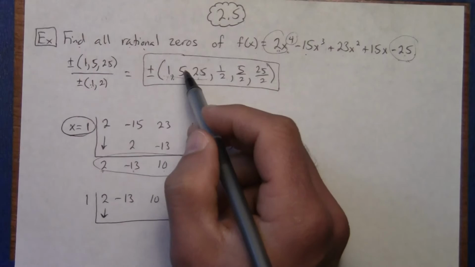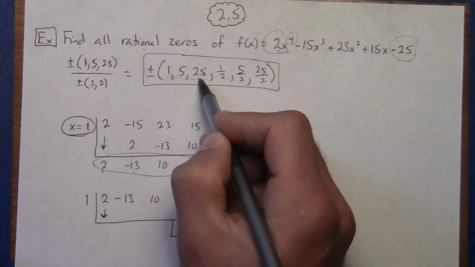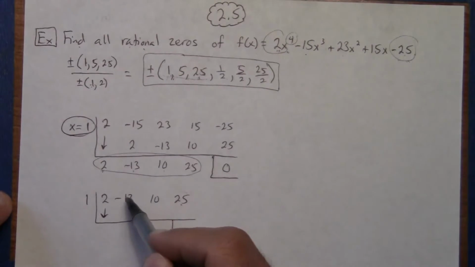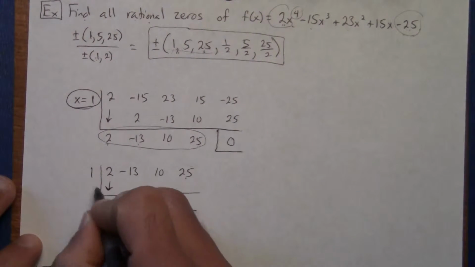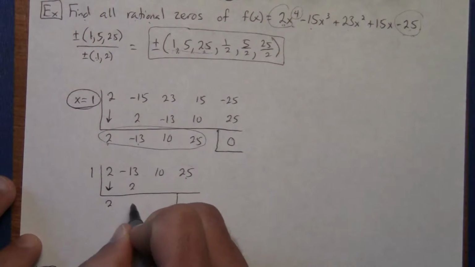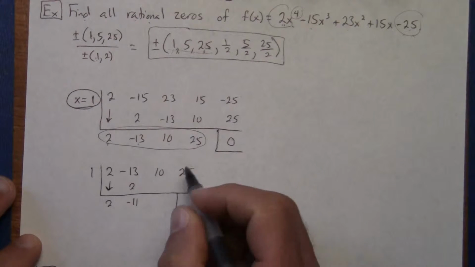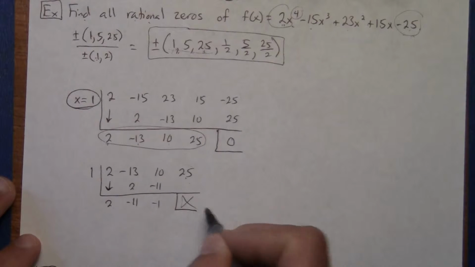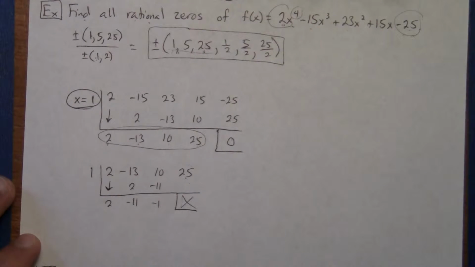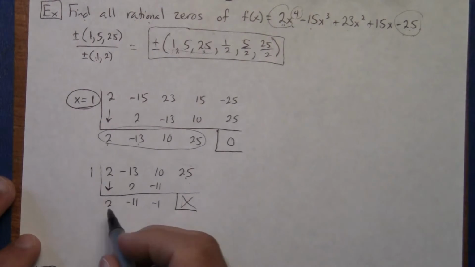Otherwise, you're going to try negative 1 and all the rest of them and get frustrated and realize, oh, wait a minute, it was actually 1 that worked twice. Alright, so go ahead and drop down the 2. Multiply, add to get negative 11, multiply to get negative 11, negative 1, and I can quickly see that there's no way that that's going to be 0, so it's not 1 again. So I move on to the next one.